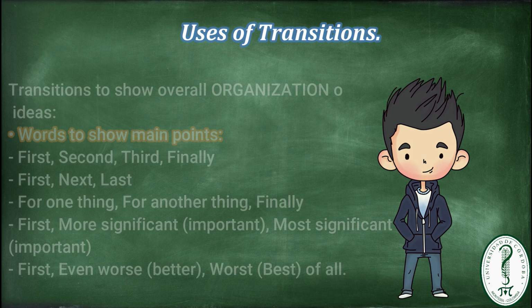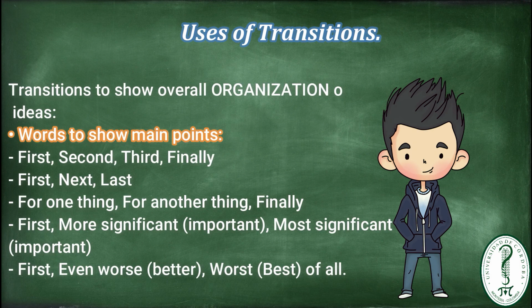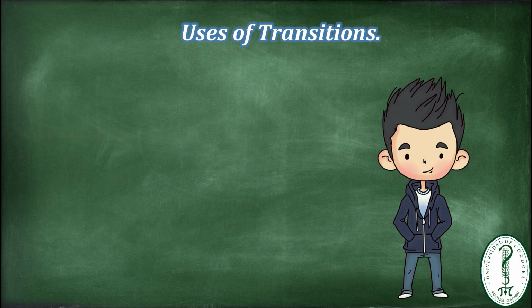And now, there are different ways in which you can use transitions. The first one is transitions to show overall organization of ideas. This is divided into three parts. The first one is words to show main points. With this, you can organize the ideas that you think are the most important, that are the main ideas for you. So you can organize by these ways that you can see on the screen at this moment.